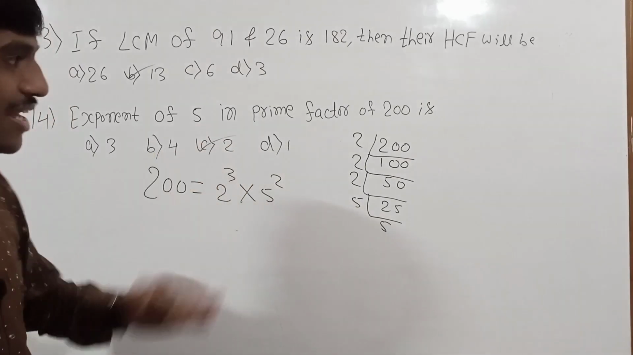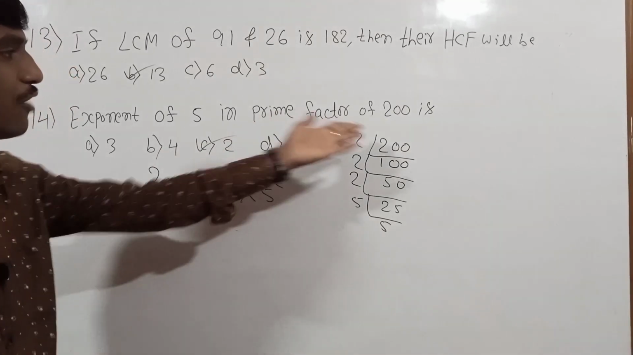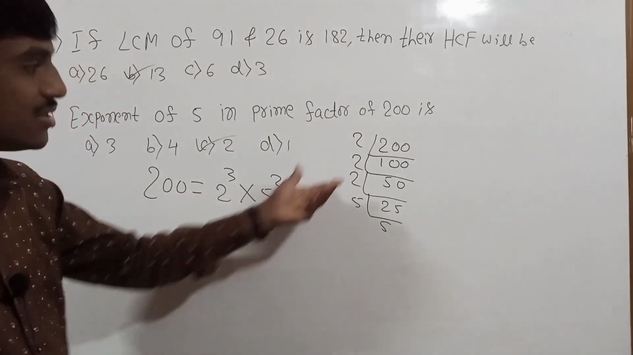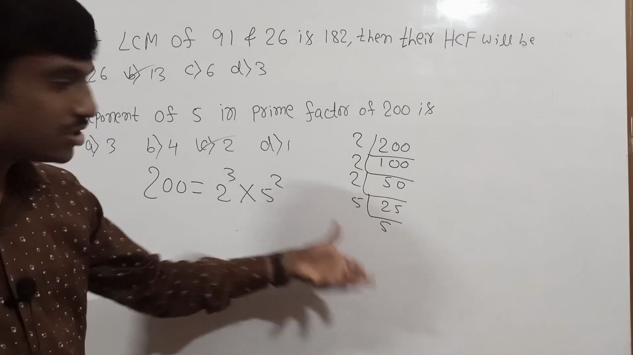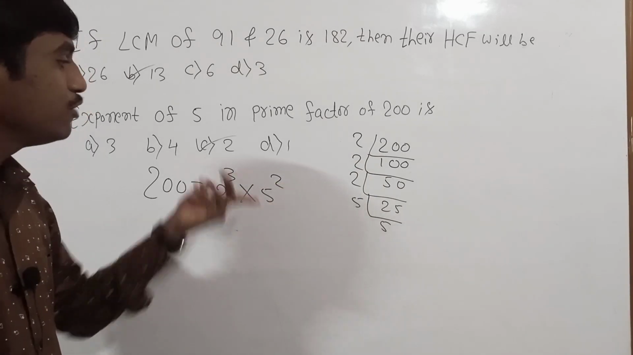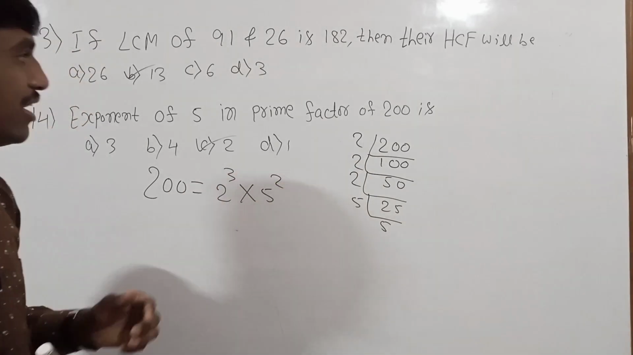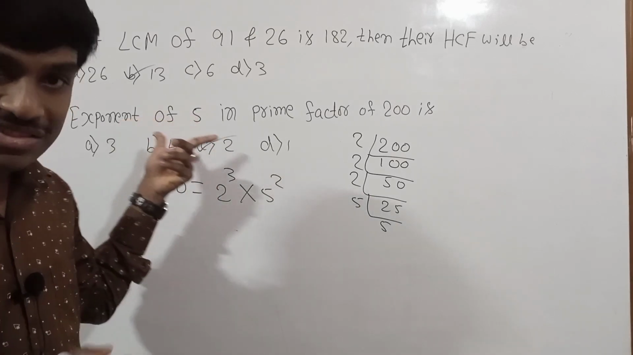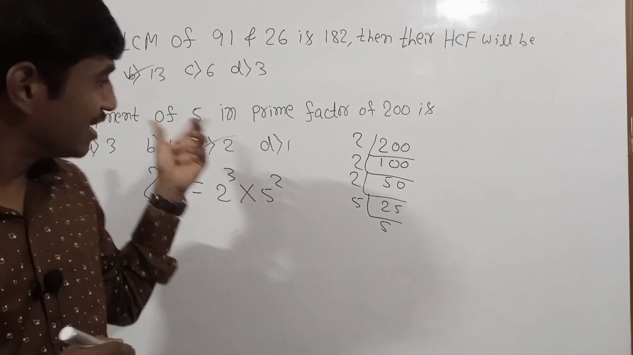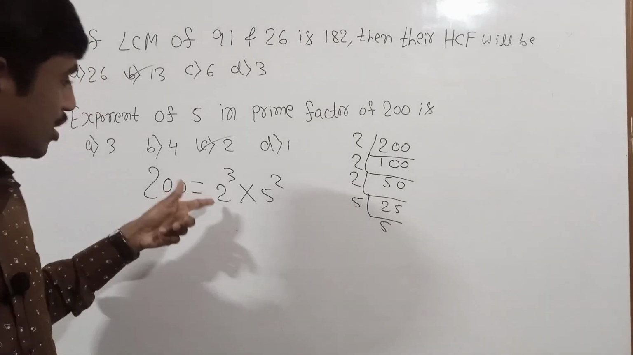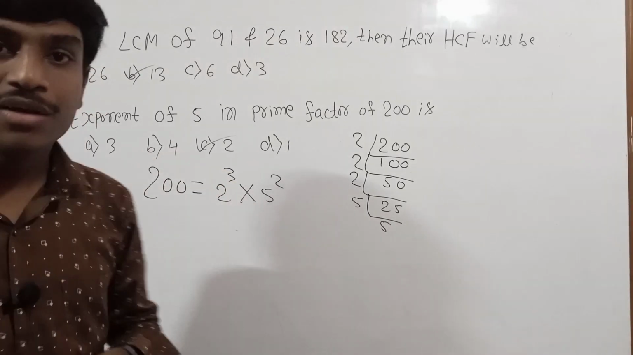In similar kinds of questions, instead of 200 they might ask about one more number. It's just that you need to find the prime factorization and then express it like this, and then you check what is the power of the asked exponent. Here they've asked for the 5 exponent. If they ask for the 2 exponent, in the same problem, the answer will be 3.